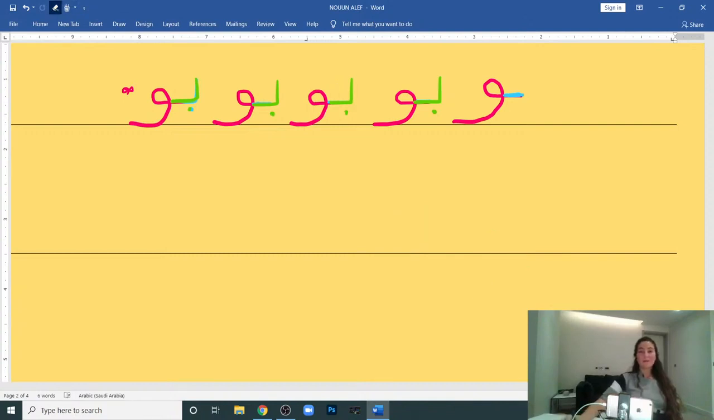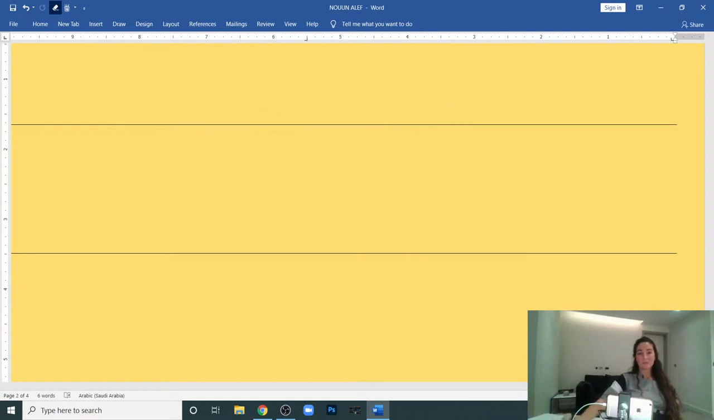Now, at the end of the word, the wow also looks the same because it's a star letter. So basically, look, this is when it's alone. This is when it's at the beginning of the word. This is when it's in the middle of the word. And this is when it's at the end of the word. So again, star, star, star, star. How do I join them? This is the initial form. This is the middle form. And this is the final form.